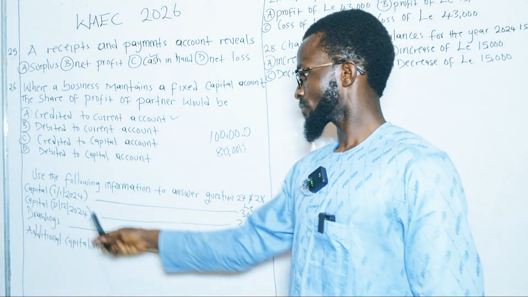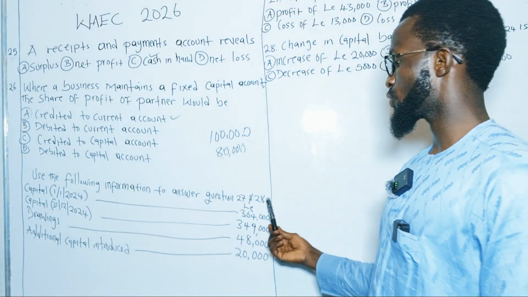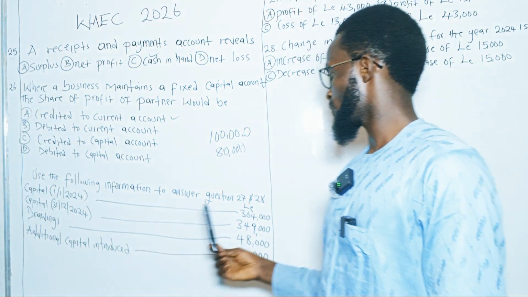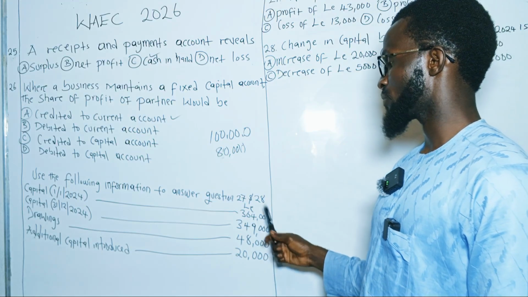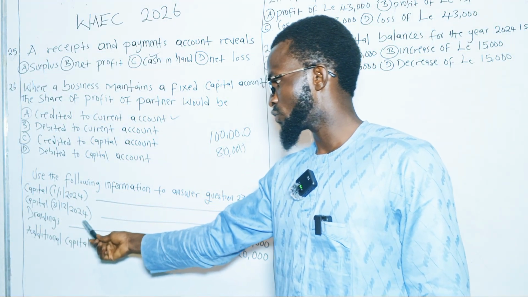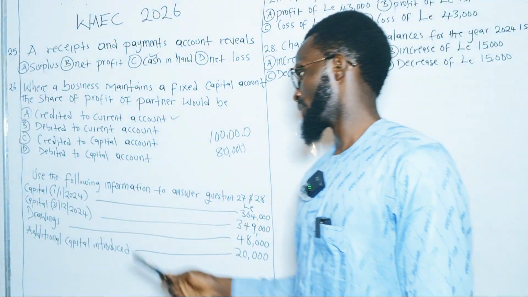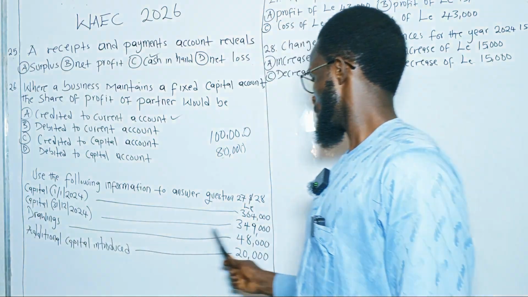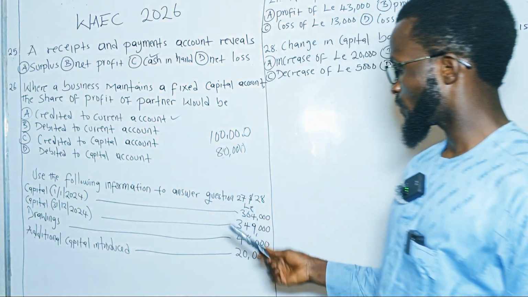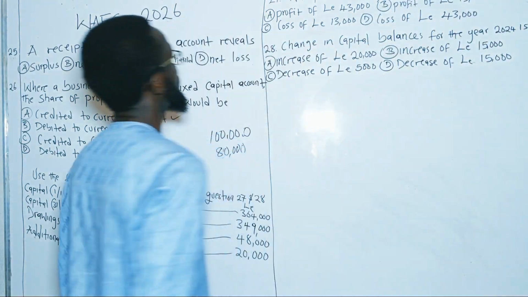Now, use the following information to answer question 27 and question 28. Capital on 1st January 2024, 364,000 lei. Capital 31st December 2024, 349,000 lei. Drawings, 48,000 lei. Additional capital introduced, 20,000. So let's look at the question.